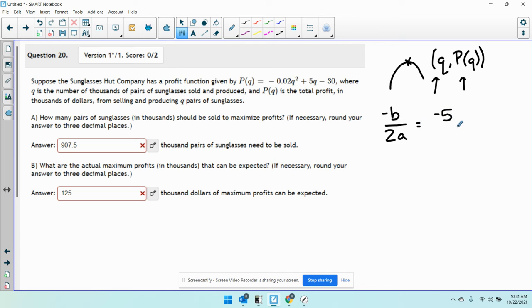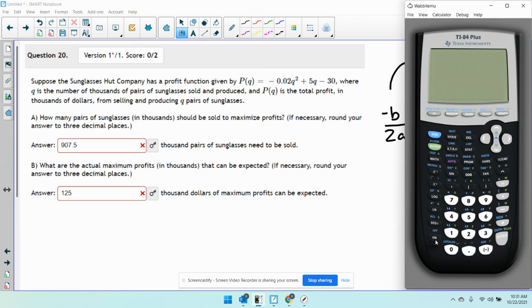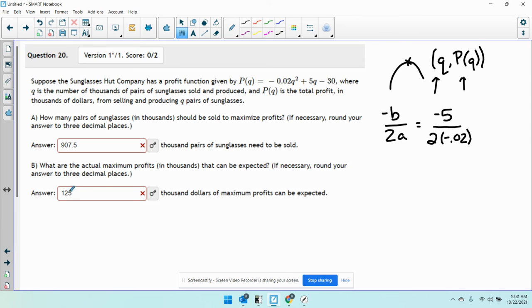Negative 5 over 2 times negative 0.02. Negative 5 divided by 2 times negative 0.02. 125. So it looks like you had that. Maybe you just flipped it. Maybe you just put the wrong thing in the wrong box. So this would be 125.